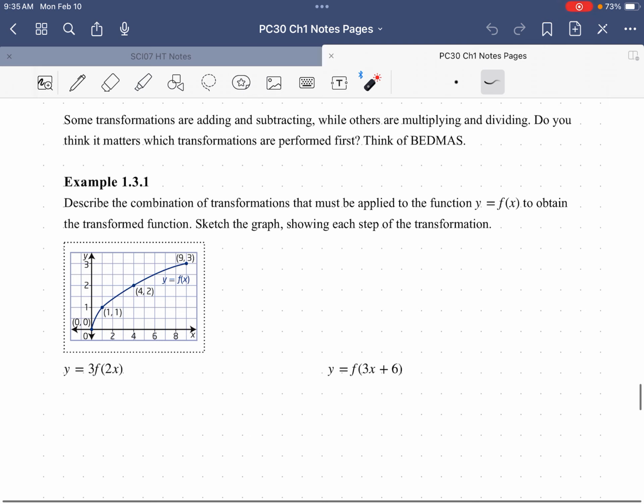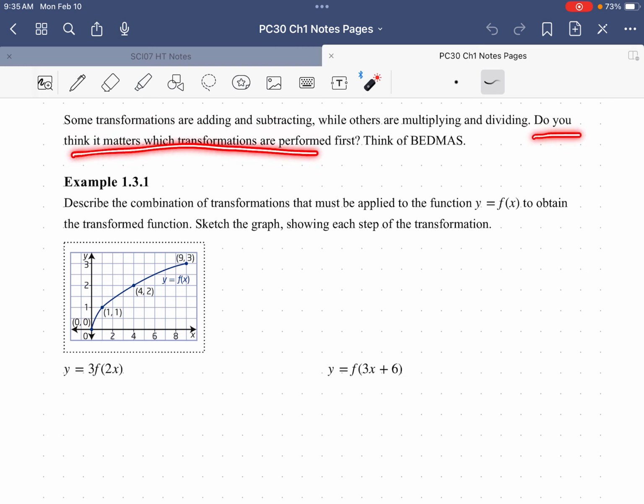All right, so what happens when we have to do more than one transformation at a time? Some transformations are adding and subtracting. Others are multiplying and dividing. Do you think it matters which transformation is performed first? Yes. Think about BEDMAS.